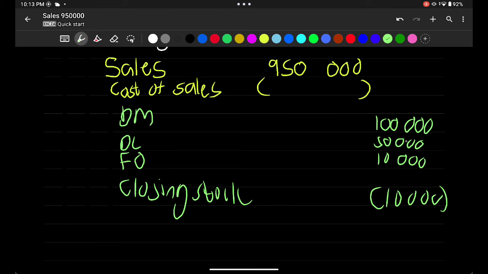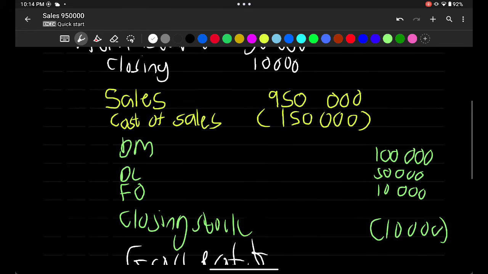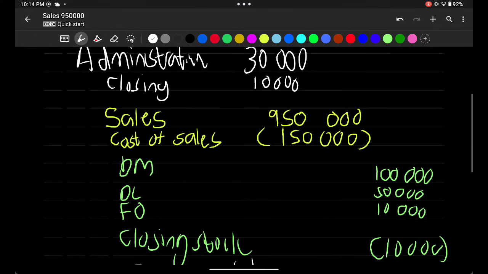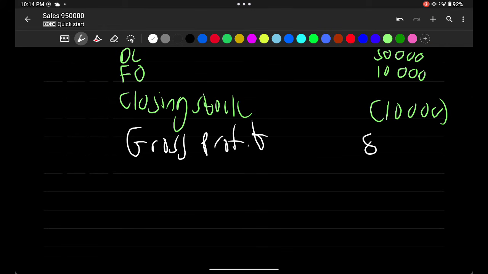So what's 100,000 plus 50,000 plus 10,000 minus this? 160,000 minus 10,000, that's 150,000. So your cost of sales is 150,000. There we go. You see how I created this over here? After sales and cost of sales, it'll give you gross profit. So we're going to write gross profit over here. What will that be? It'll be 950 minus 150. That's 800,000, right? 800,000.